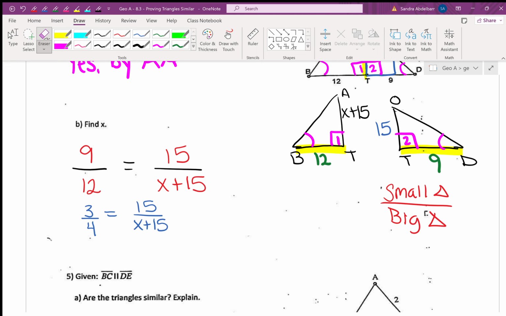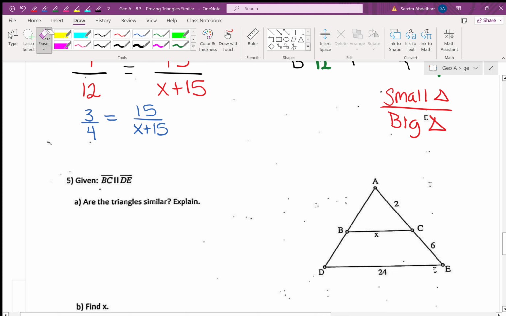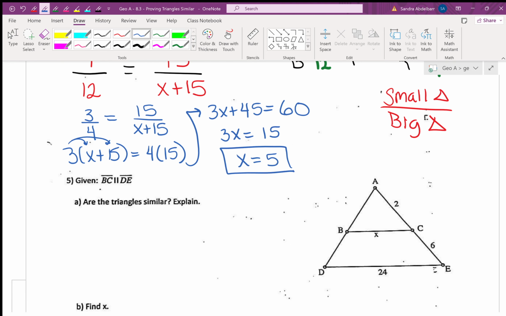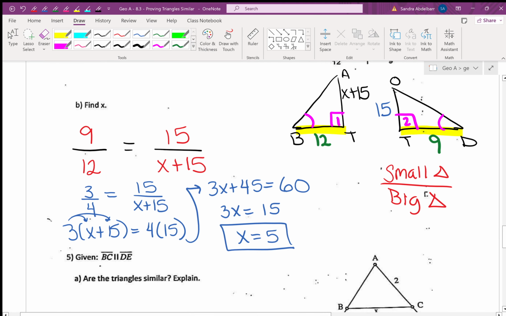All right, so now we cross multiply, and I'm going to get 3 times the quantity of X plus 15 is equal to 4 times 15. I'm going to bring it up here, distribute in that 3. So now we get 3x plus 45 is equal to 60. 3x equals 15, so x is equal to 5. It just said find x, right? So we are done.